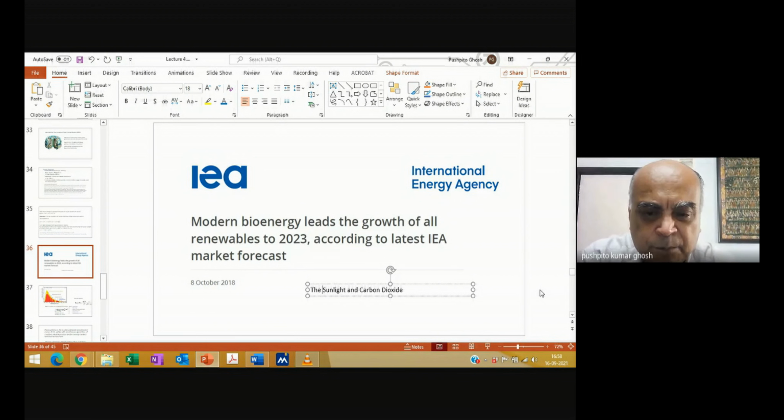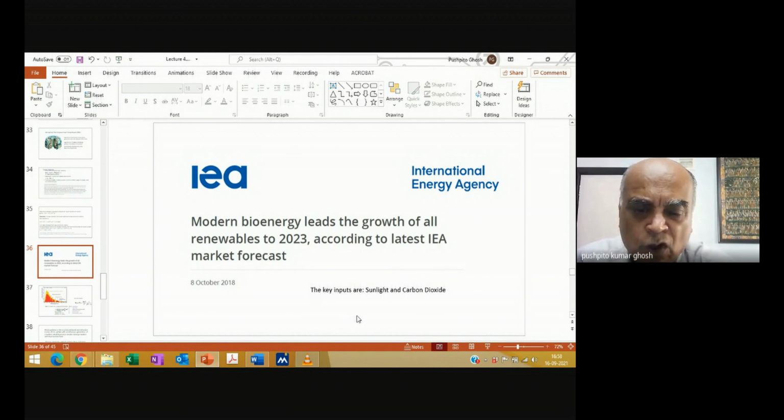The key inputs are sunlight and carbon dioxide. I'm not taking things like soil and fertilizers, all that is there. But these are the two key inputs. It is sunlight which drives the process and carbon dioxide which is fixed. That is what is generating biomass.